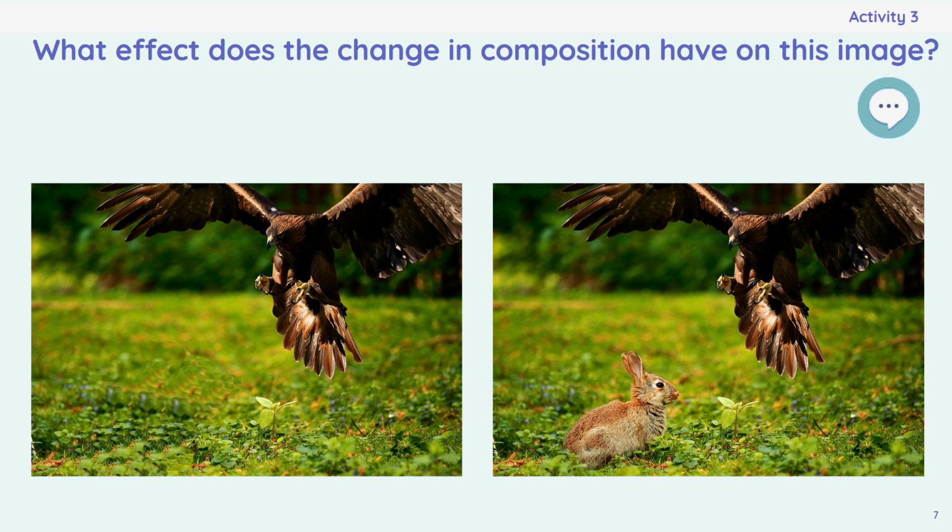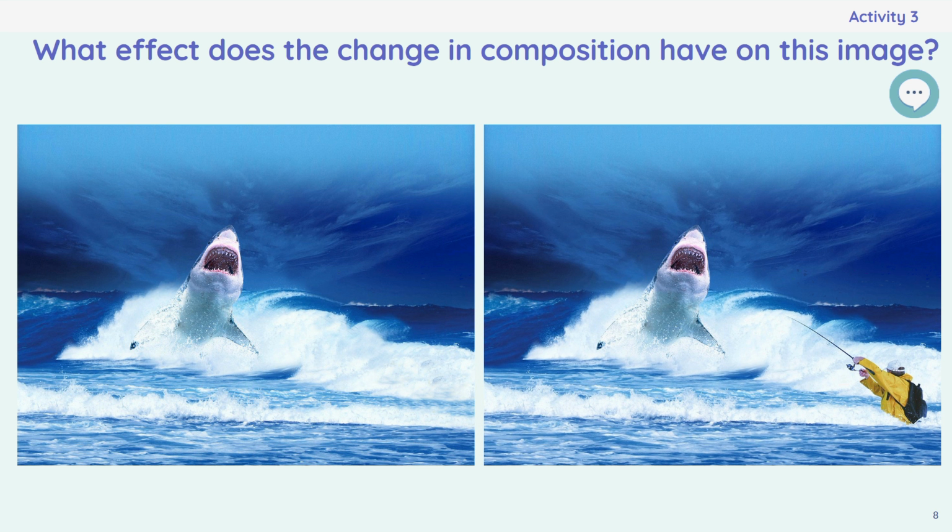So if we look at the changes in composition that are on the screen now, we've got our bird of prey here in the image, and then suddenly we have this rabbit appear. So the composition has been changed. Suddenly it's this image, and then we've got this rabbit appear. So this rabbit has been added into the image. Then we've got Jaws.